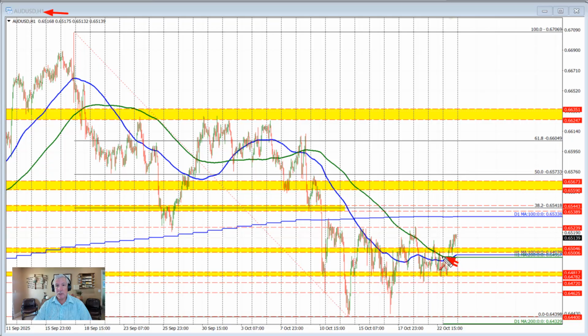The green line represents a 200-hour moving average and the blue line represents a 100-hour moving average. In the Asian Pacific and the early European session, the price was below those levels, but the low price came down to the low of this swing area. The swing area is defined by some swing lows and swing highs going back to these points right here.